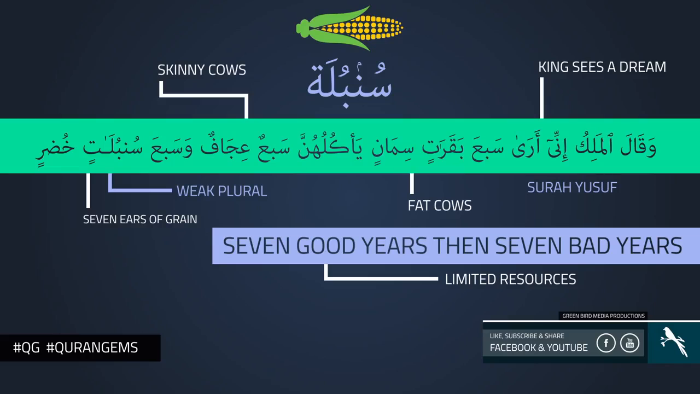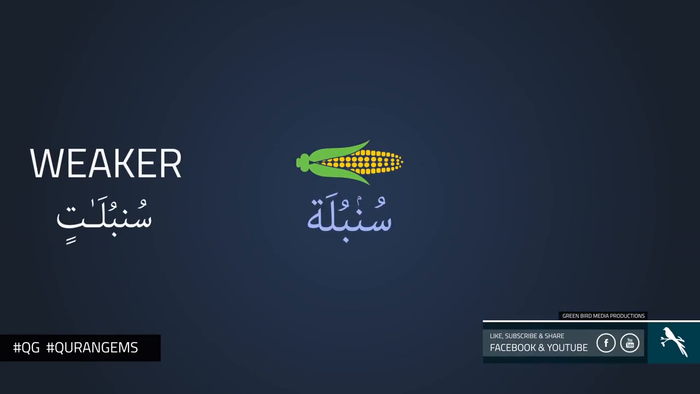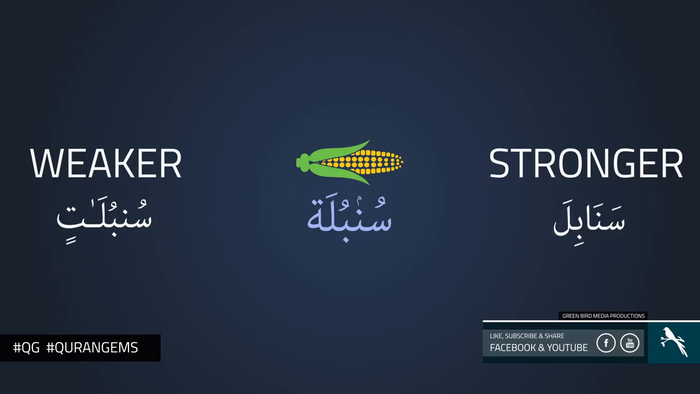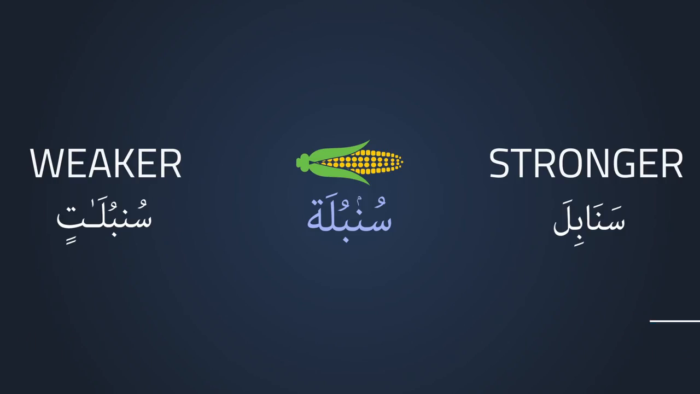Is this a context of more powerful or weaker? Weaker. In the weaker context, Allah used sumbulat. In the more powerful context, Allah used sanabil. It's the same word, it's the same number. Are we capable of doing that as human beings? SubhanAllah. Just the way Allah describes a single word. A single word.